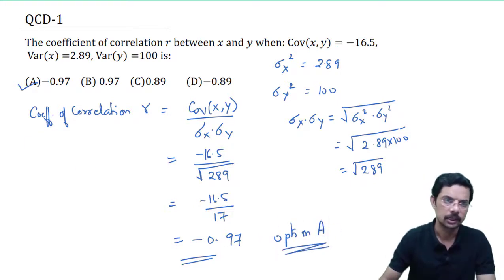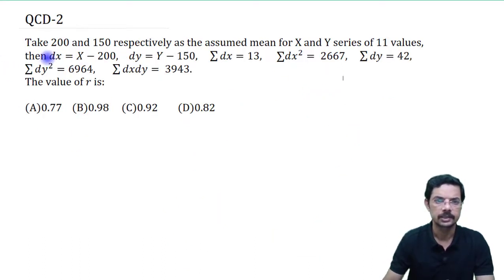Okay, next question. Now let us look at the second question. The second question says take 200 and 150 respectively as the assumed mean for x and y series of 11 values. Here n is equal to 11. Then dx is x minus 200, the assumed mean, so from every value of x we subtract 200, and from every value of y we subtract 150, so we get the reduced values or the deviations, that is dx and dy respectively.